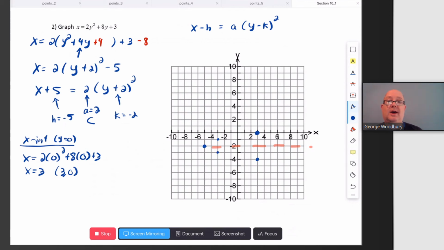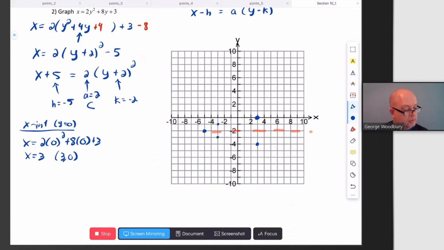I could also get that by plugging in, say, negative 3 for x and solving. Or I could plug in those values of y. If I plug in negative 1 for y, I'm going to get negative 3. And if I plug in negative 3 for y, I'm also going to get negative 3. So more points makes it easier to plot. I should find those y-intercepts, though.